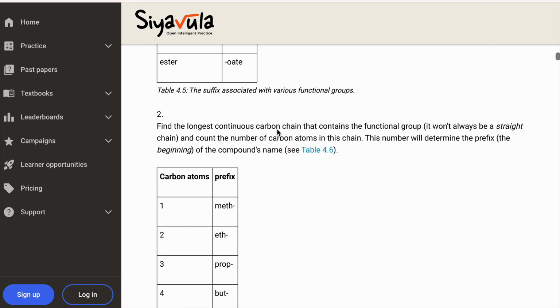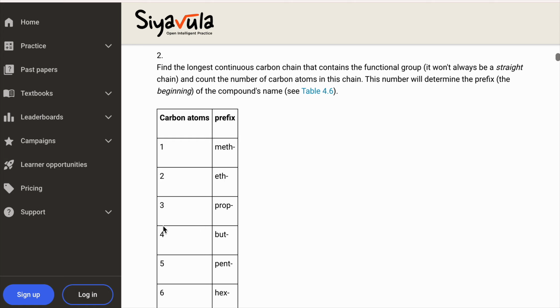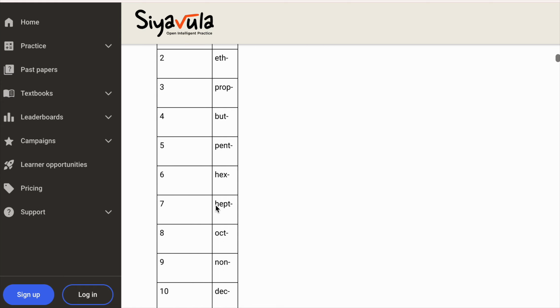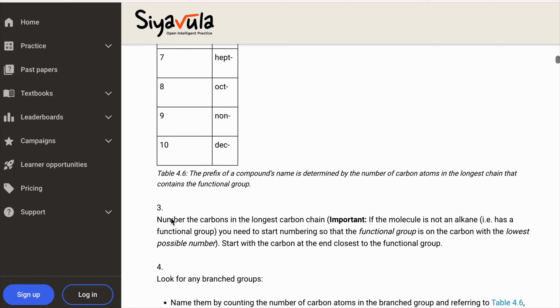Second, find the longest continuous carbon chain that contains the functional group. It won't always be a straight chain, and count the number of carbon atoms in this chain. This number will determine the prefix of the compound's name. Just like one carbon atom means meth, 2 carbon atoms present in the chain, we will name it eth, 3 prop, 4 but, 5 carbon atoms present, then pent, 6 hex, 7 hept, 8 oct, 9 non, and 10 dec.